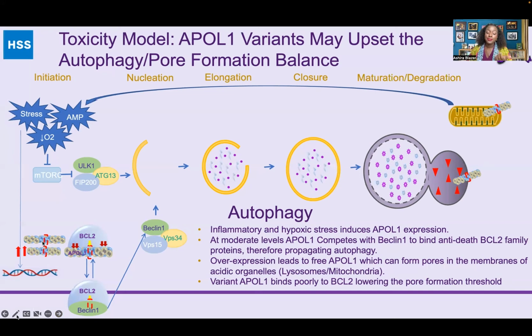Well, now you've got free APOL1, which can home to one's own acidic organelles, namely the lysosome and the mitochondria. And this means that you have disruption in lysosomes and decreased autophagic flux because you cannot digest these autophagosomes. Also, a decrease in mitochondrial oxygen consumption and therefore ATP production. And we think that this is related to the toxicity model of APOL1.